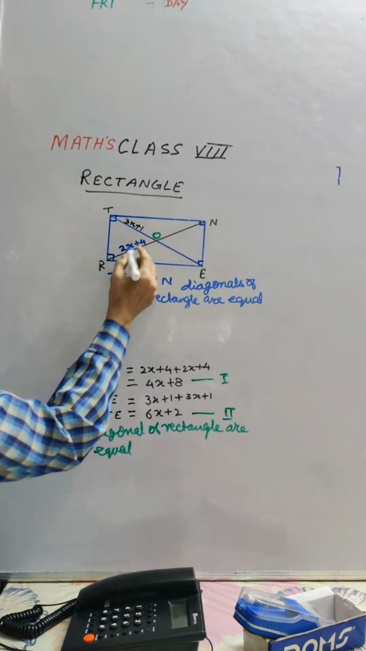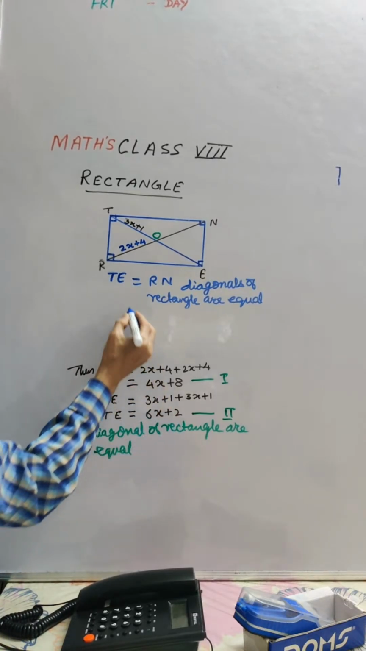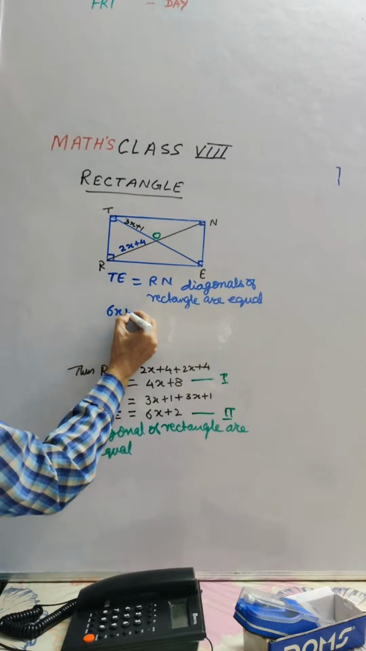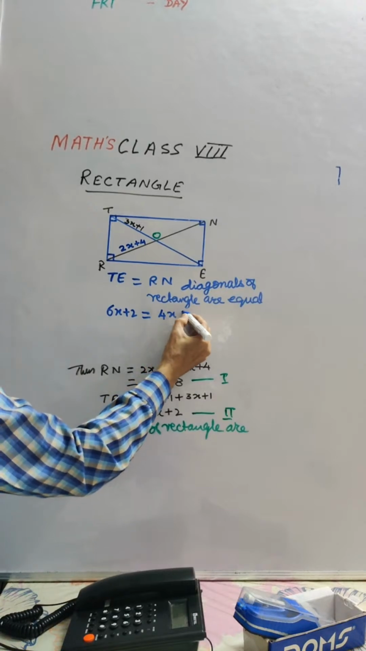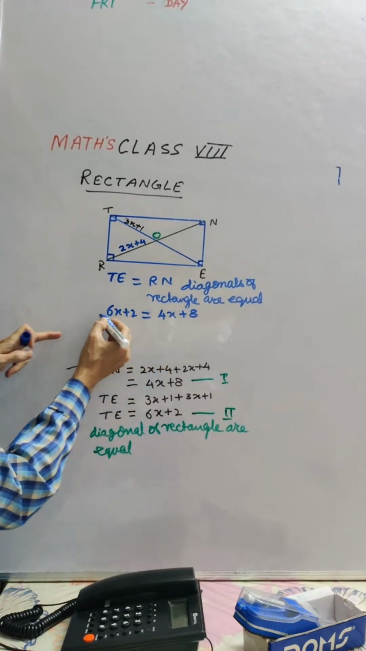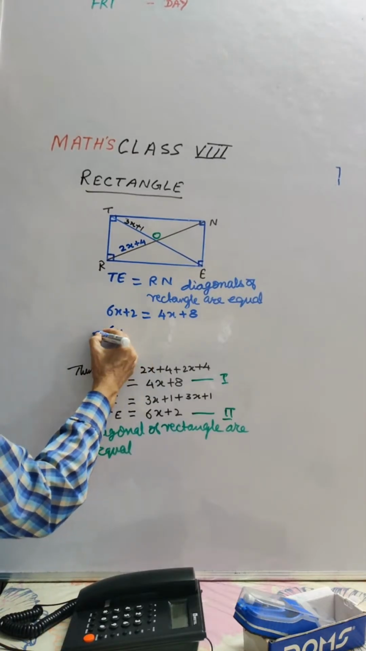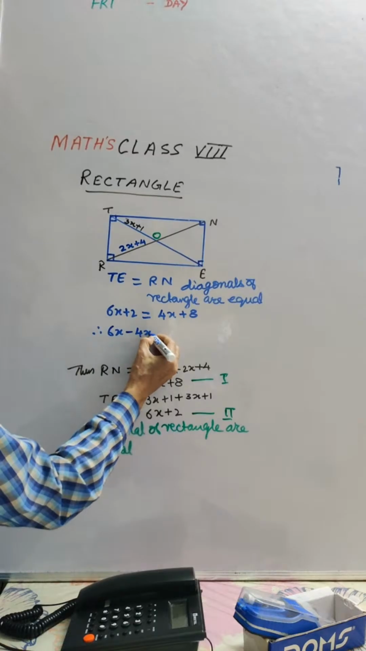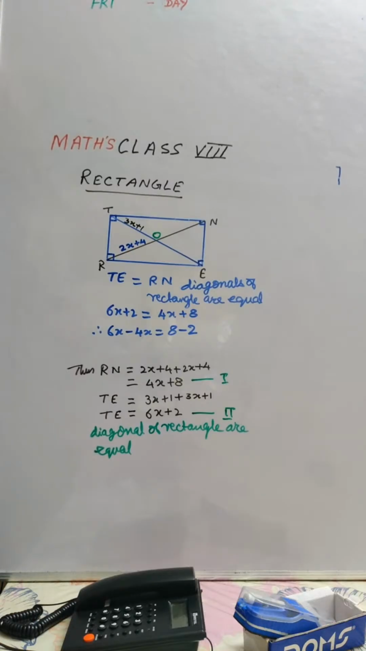TE is 6x plus 2. 6x plus 2 is equal to RN, and RN is 4x plus 8. Transposing 4x to the LHS and 2 to the RHS, so 6x minus 4x is equal to 8 minus 2. It is an important question. So this way, 6x minus 4x is equal to 2x.